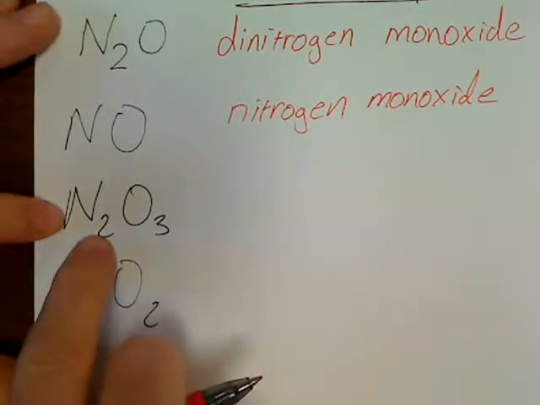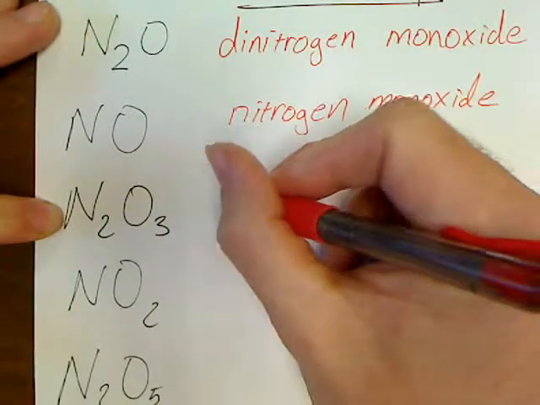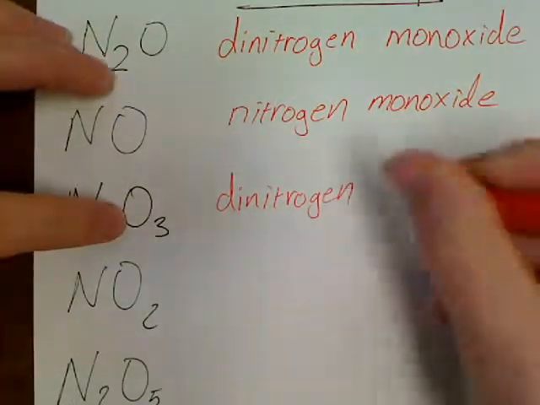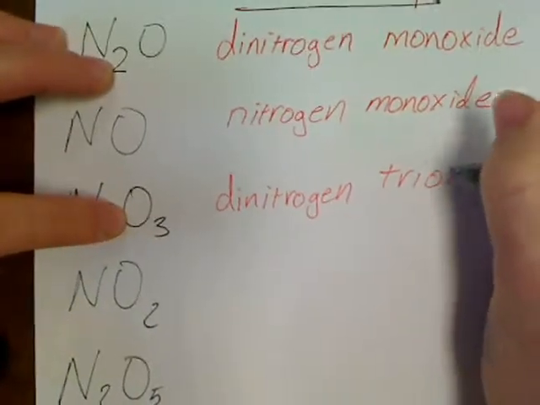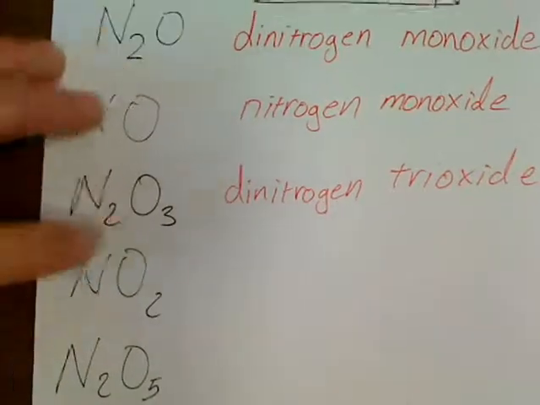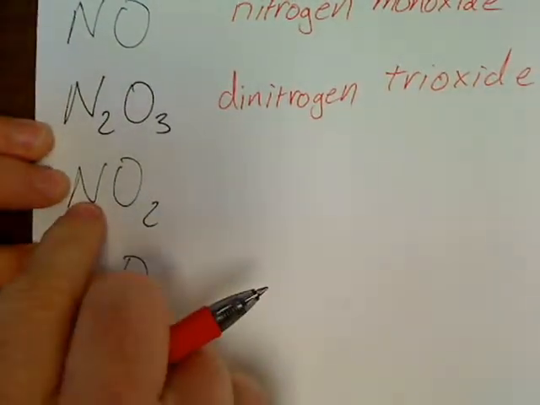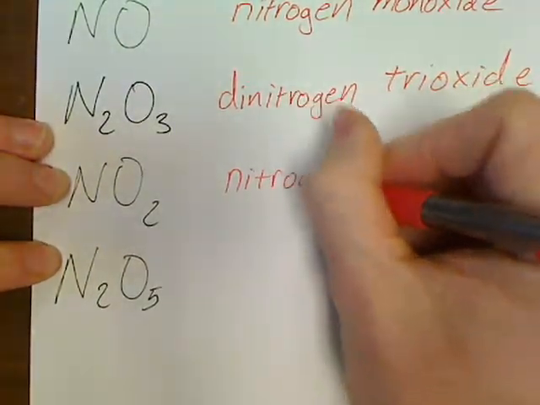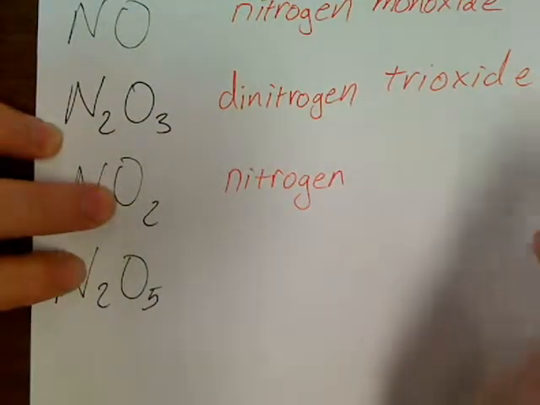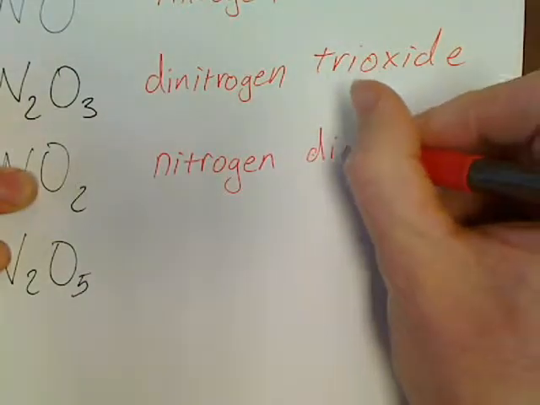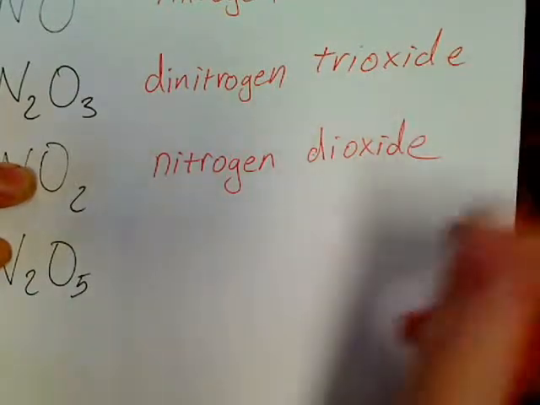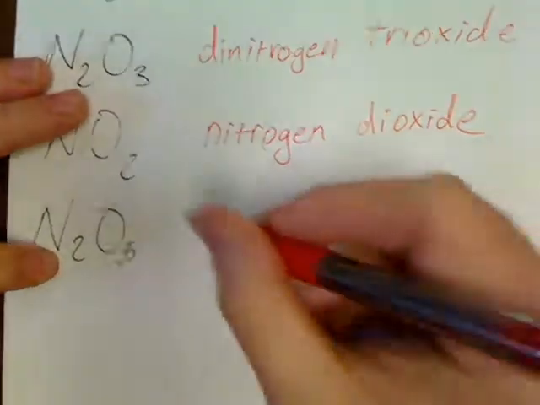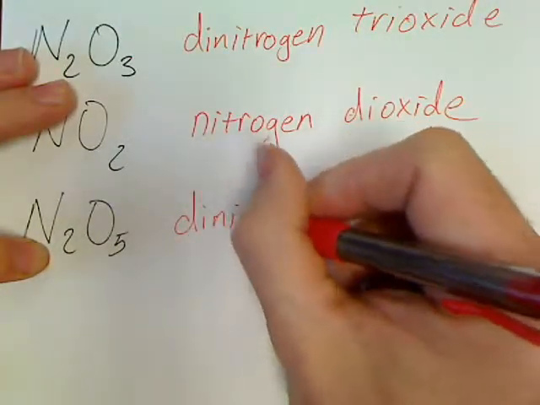The next one, 2 N's and 3 O's. So I've got a dinitrogen, and I've got a tri, and then oxide. Oh, I get a little camera shaky there. Next one, I've got 1 N, but I don't say mononitrogen. I just say nitrogen. So this one would be nitrogen. 2 O's would be dioxide. And once again, look, I'm not doing any pluses and minuses with these. N2O5 would be dinitrogen.